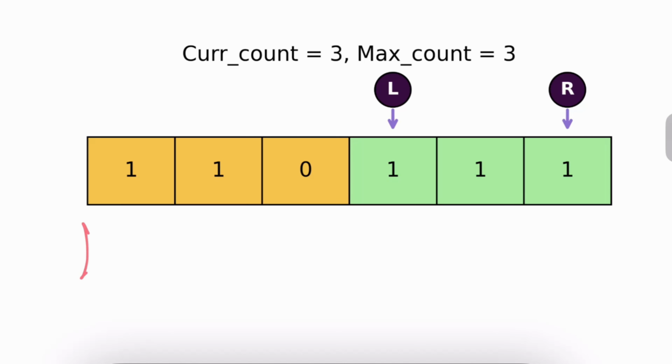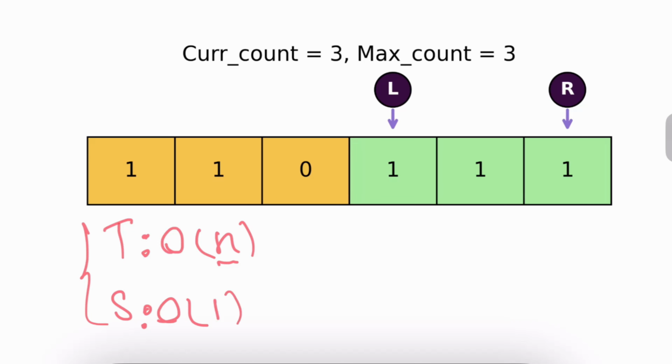That's it. What about the time and space complexity here? Okay, for the time complexity, we only move one time through our array, which is O of n, where n is the length of our array. And for the space complexity, we don't use any extra space here. We only have some pointers here, so the space complexity is O of 1.